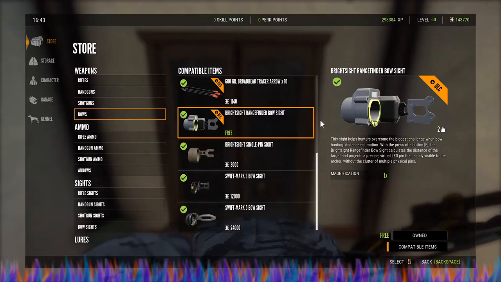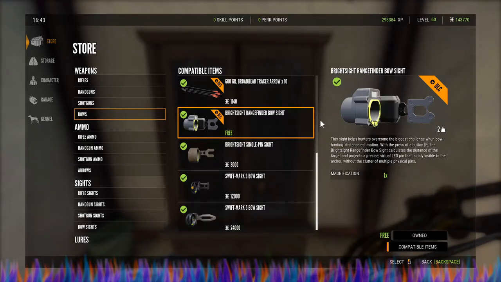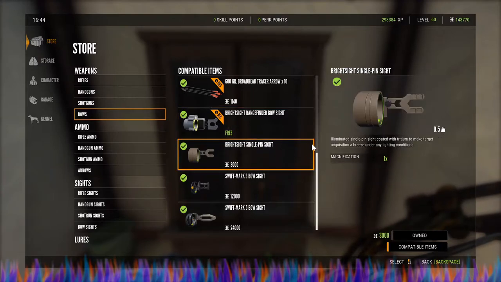Starting with the Bright Sight Rangefinder Bow Sight, which is a digital rangefinder sight, and it is free with the high-tech hunting pack. It comes in weighing at 2 units of weight. The Bright Sight single pin sight is going to come in at 0.5 units of weight and is 3,000 credits. This is the exact same as the base sight, except for it glows.